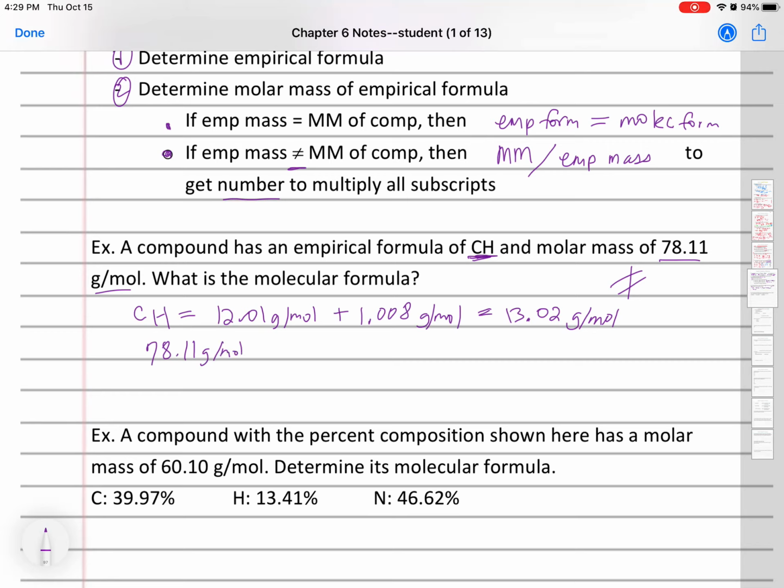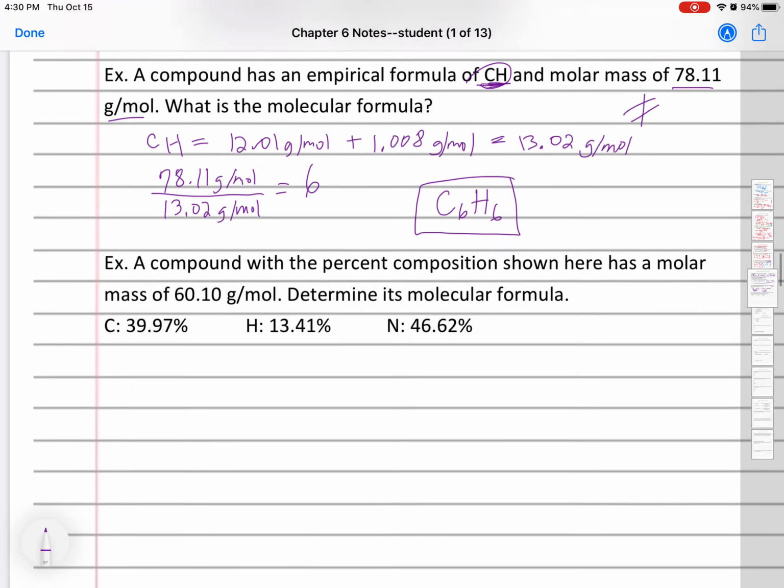78.11 grams per mole divided by 13.02 grams per mole is 6. So that means we need to take that CH and multiply it by 6. So our molecular formula would be C6H6, also known as benzene, is what it would be.